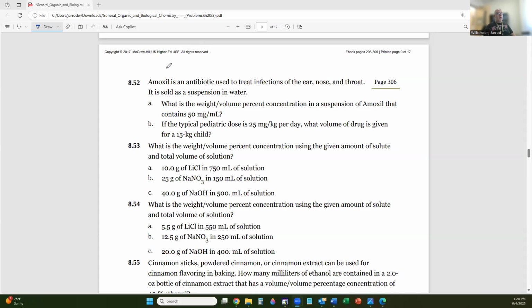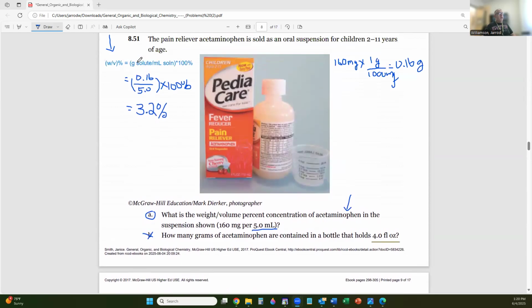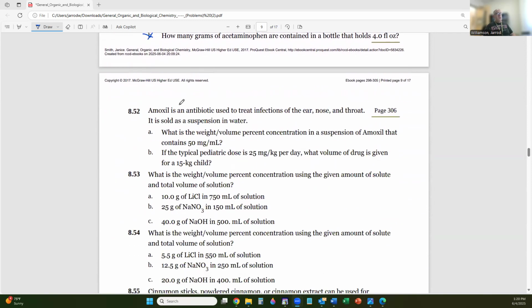Okay, here's another problem on weight volume percent. Remember, we had weight volume percent as grams of solute divided by milliliters of solution times 100. Amoxil is an antibiotic used to treat ear infections, treat infections at ear, nose, throat. What is the weight volume percent in a suspension that is 50 milligrams per milliliter? 50 milligrams.